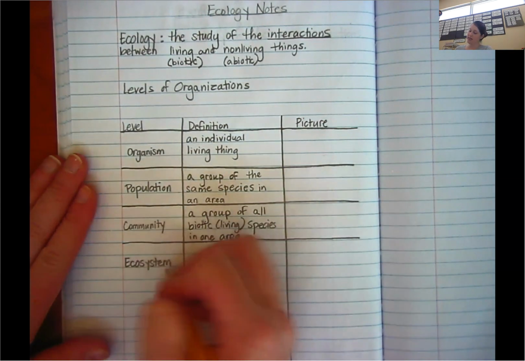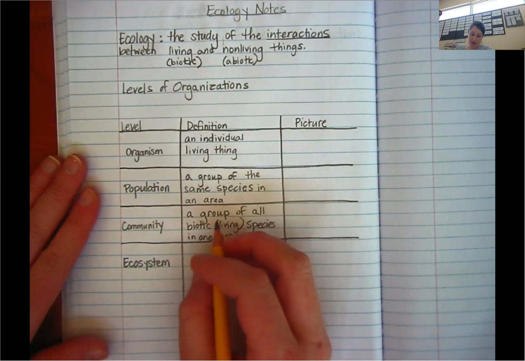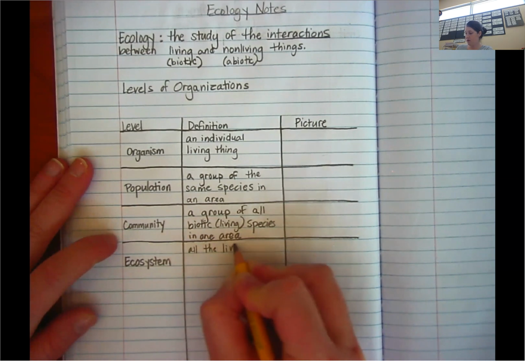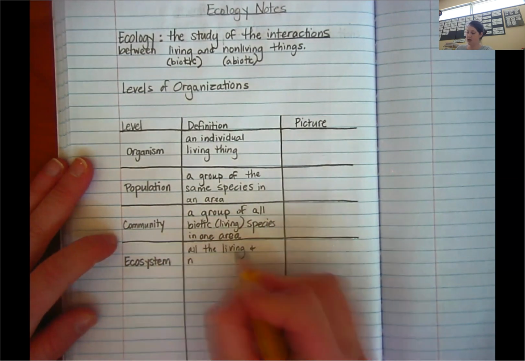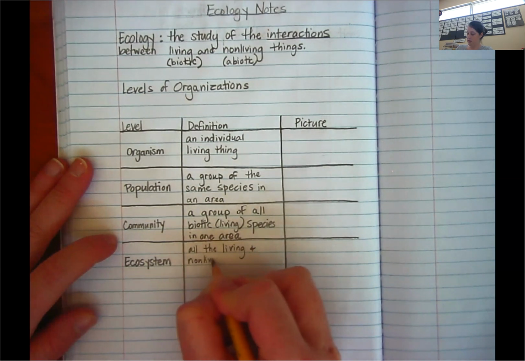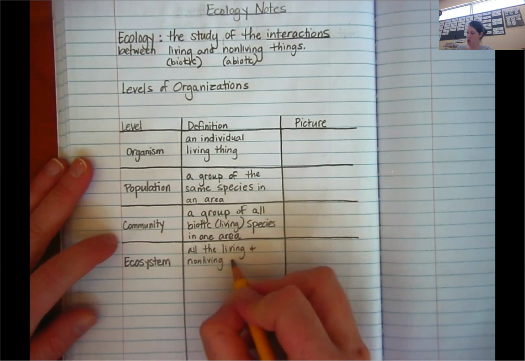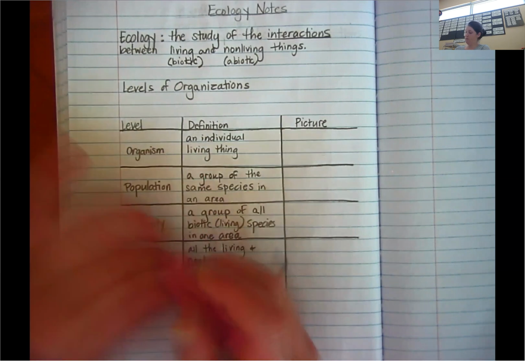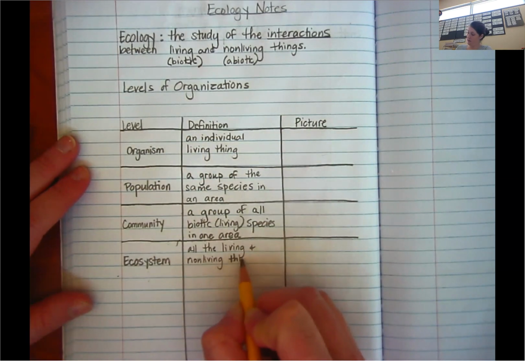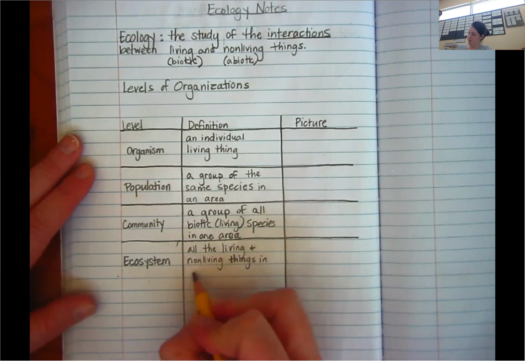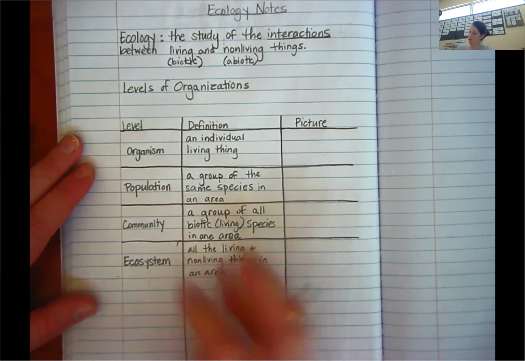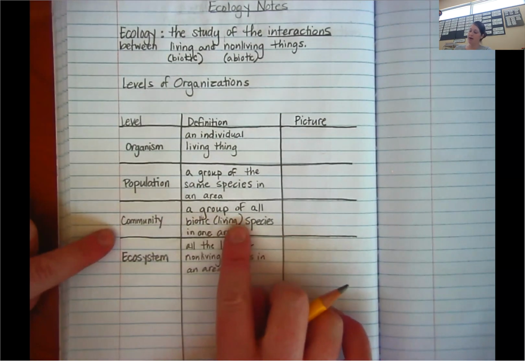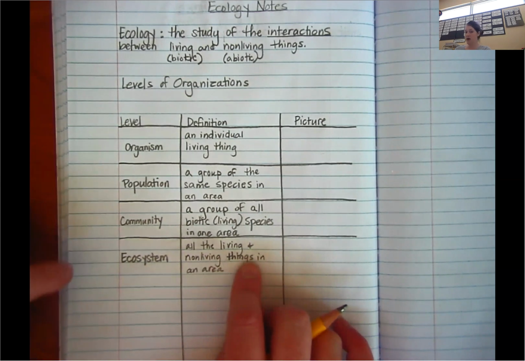So ecosystems have this like delicate balance to them, but they essentially are all the living or biotic and non-living things in an area. So again, if I go to Pack Forest and I'm looking at this community of living species, I could also factor in what the ecosystem is like there.